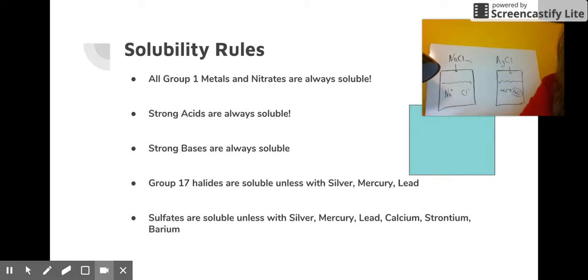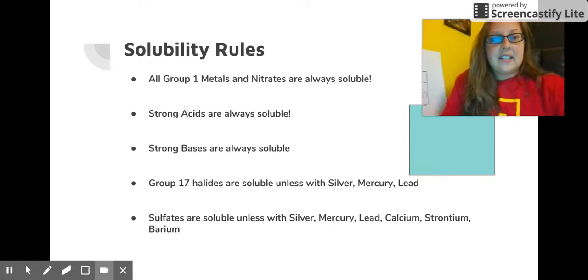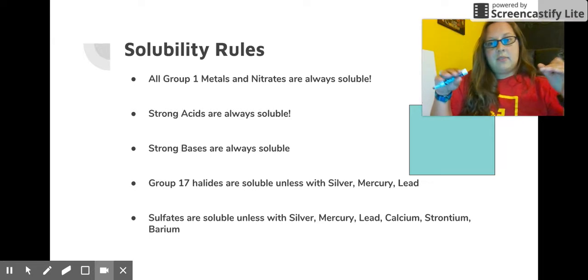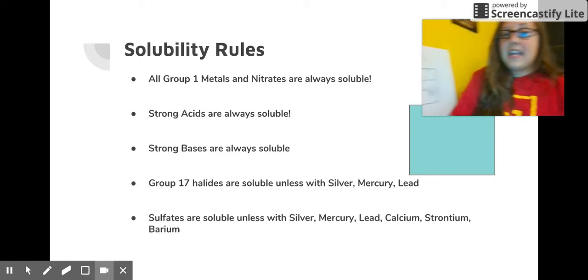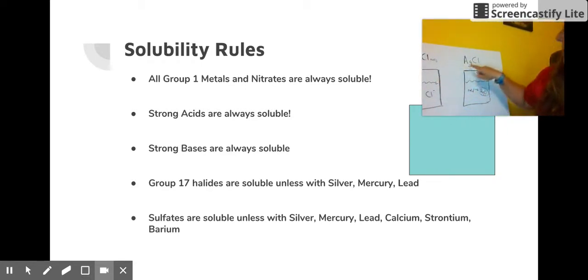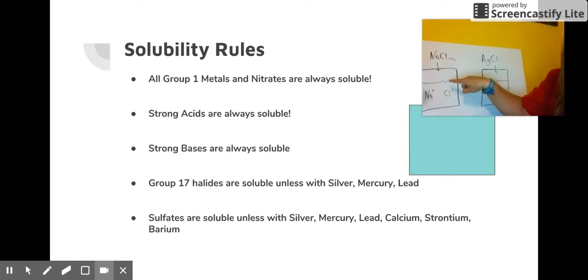So now that you know what solubility means, let's go through these different rules. Group 1 metals and nitrates are always soluble. That means that they will always behave like this: split apart into their ions. We call it soluble. We say that it's aqueous in a reaction.